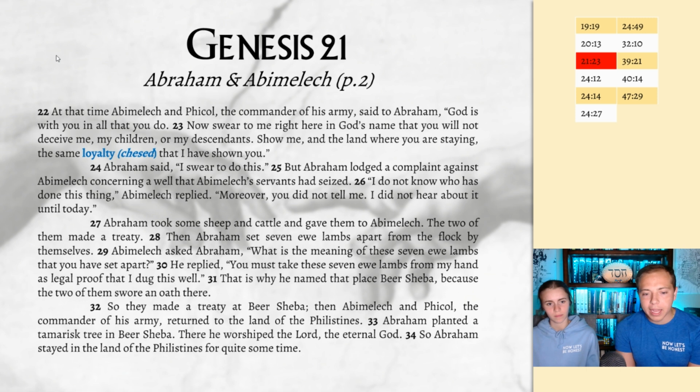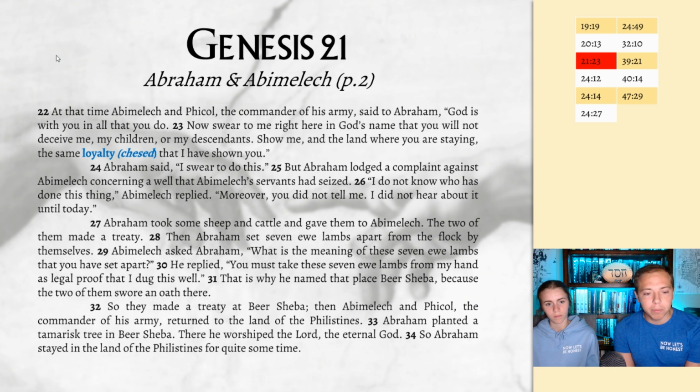At that time, Abimelech and Phicol, the commander of his army, said to Abraham, "God is with you in all that you do. Now swear to me right here in God's name that you will not deceive me, my children, or my descendants. Show me in the land where you are staying the same loyalty that I have shown to you." Abraham said, "I swear to do this."